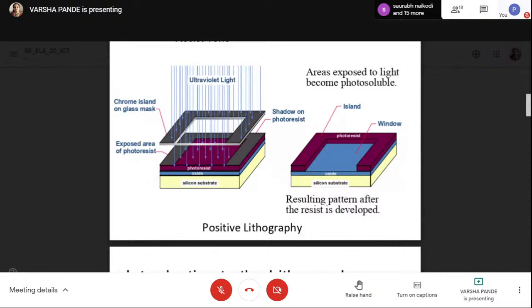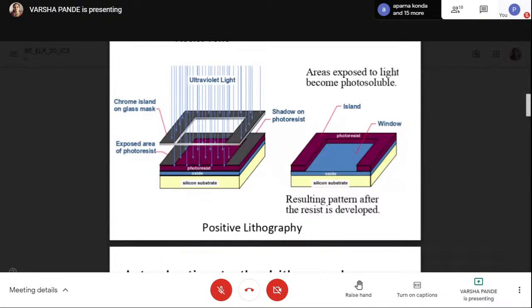Then due to the ultraviolet light, what will happen? The area which is exposed to the ultraviolet light, because in between, in the middle, the square is the transparent region, and through that transparent region the ultraviolet light will fall on the photoresist. This part will become weak, or soluble, or available in the liquid form, and the remaining part will remain in the solid form. Then, when we apply the developer solution, the part which became weak will be removed away, and like this the window is created.